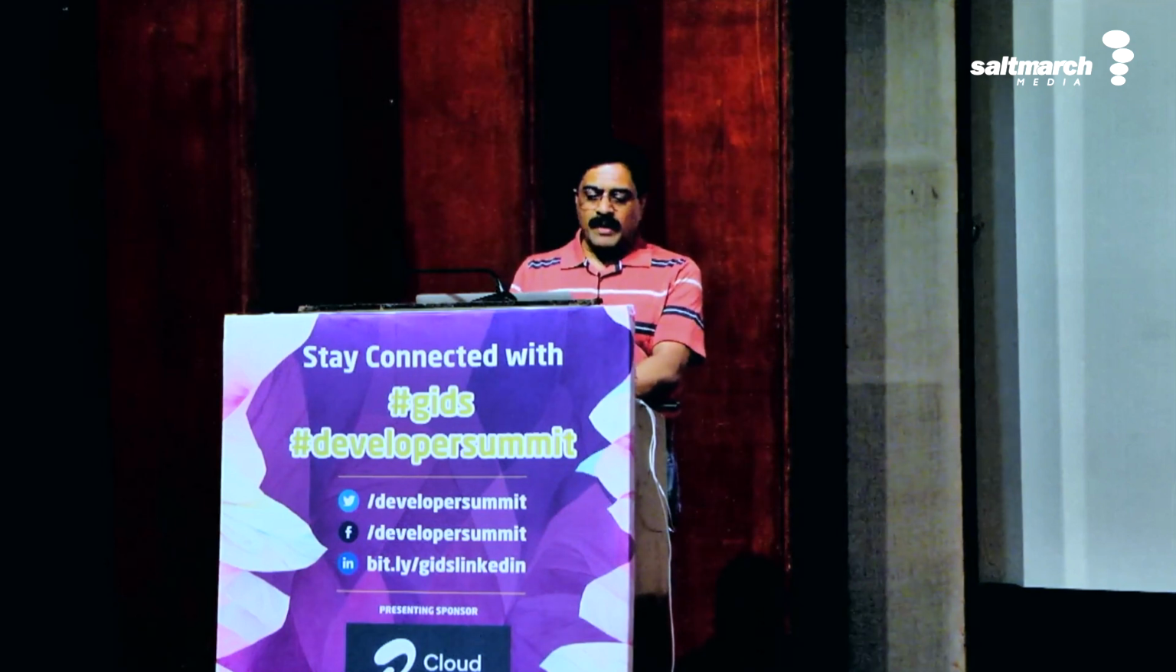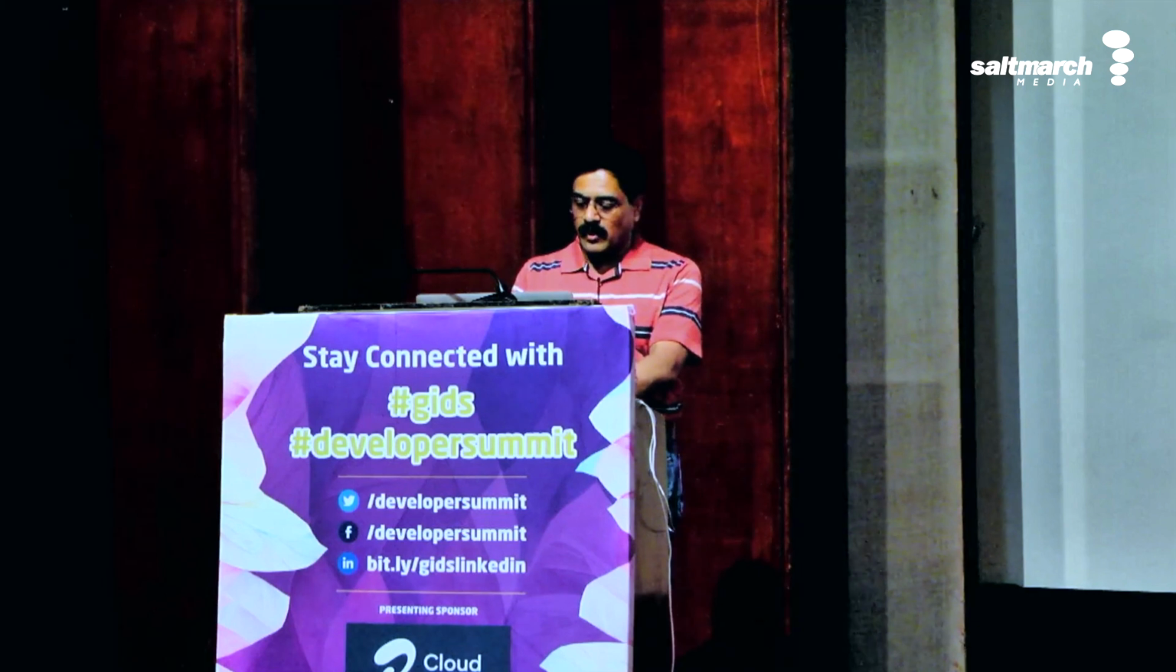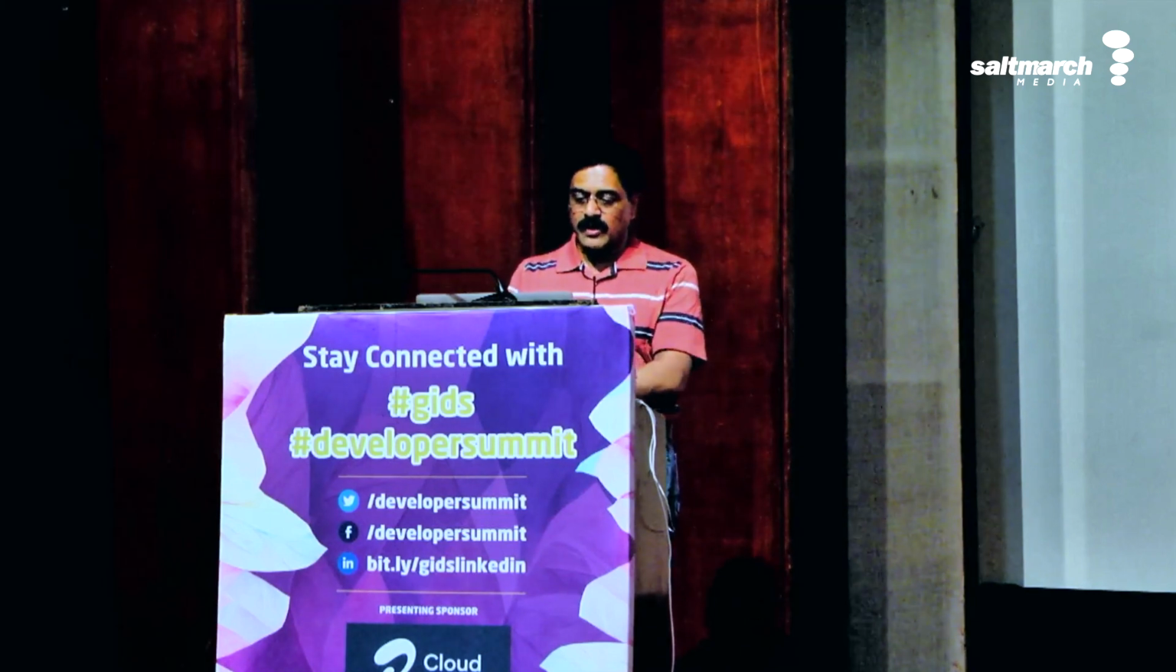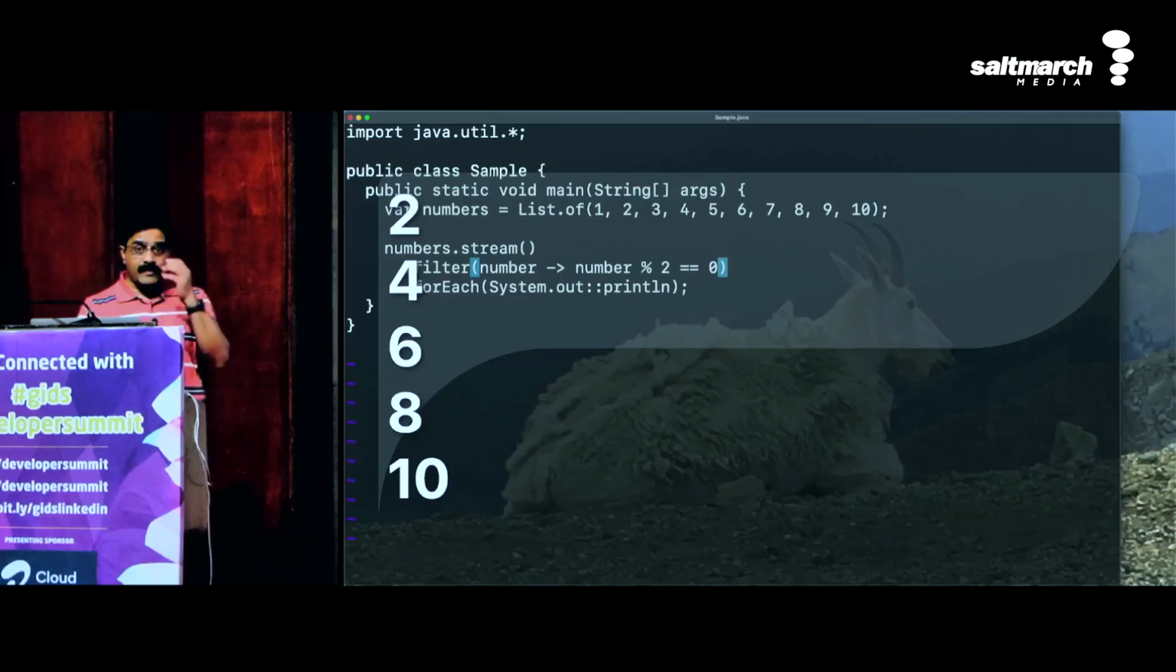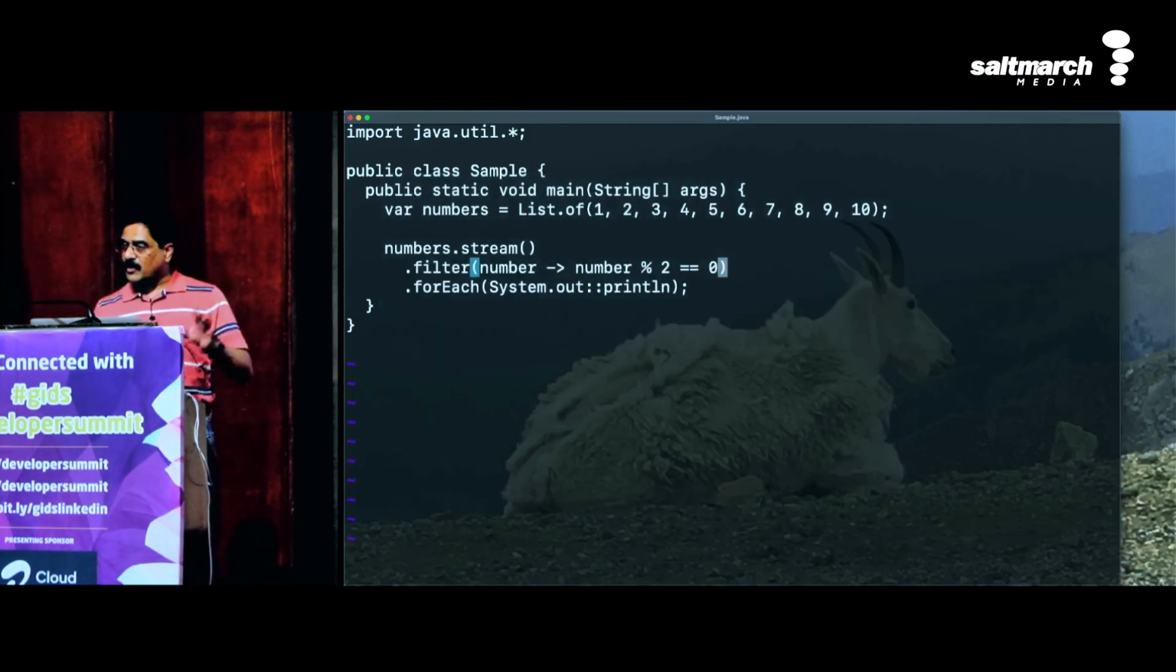But I don't want to print all the numbers. So what I might actually want to do is to use a stream on it, and I can do a filter, and I can say, given a number, number mod 2 is equal to 0. So this is going to give me only the even numbers in the collection and not give me the numbers that are not even. So that's a filtering operation.